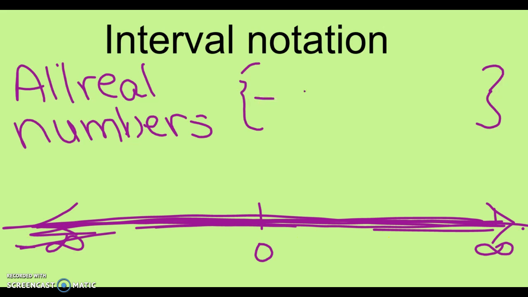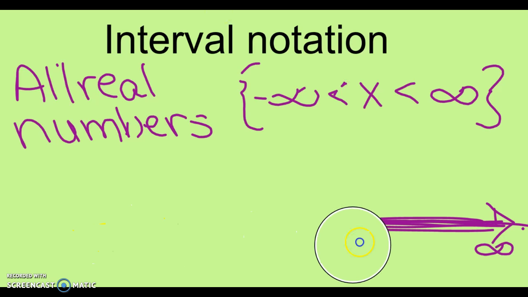So negative infinity is my smallest value and positive infinity is my largest value. If I'm saying domain, I'm talking about x's. All of the x's are less than infinity, and every number in the world is greater than negative infinity. So that's how we notate that.